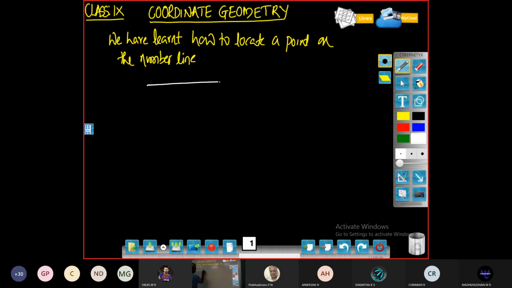Suppose I draw a number line like this. Let us assume that it is a number line. At the center you will have 0. To the right side at equal distances, you will find positive numbers on the number line, and to the left side at equal distances, you will get negative numbers. So this is the number line. On this number line, you have learned how to locate the points. Whatever the given points can be located here.